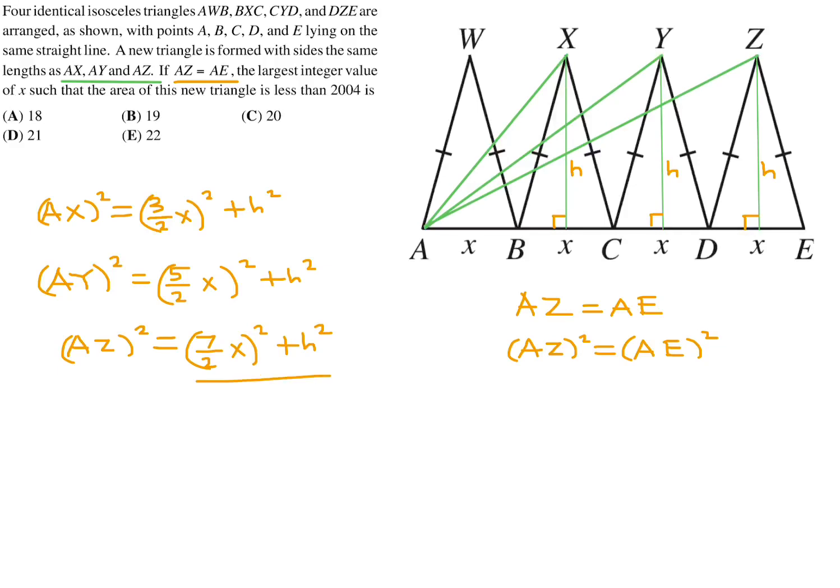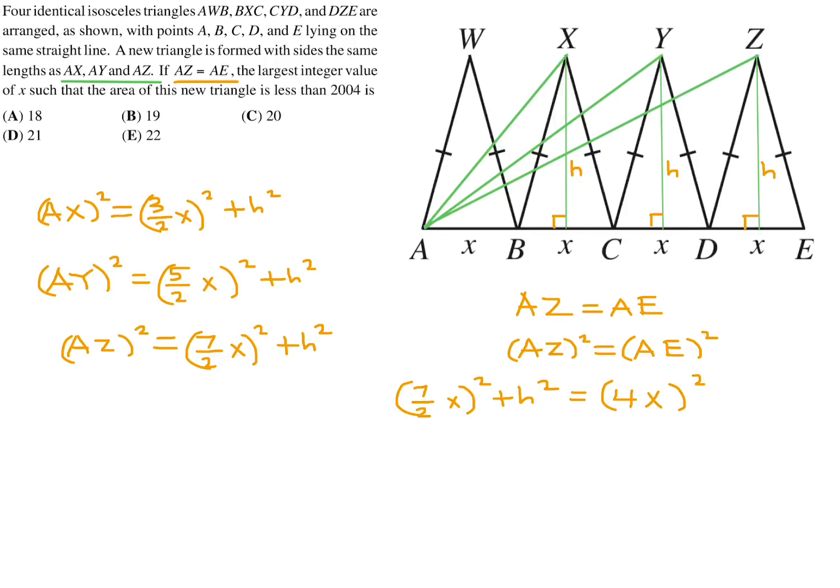Now AZ we have right there, so I'll put that in here. 7 over 2x squared plus h squared. AE, what is AE? Well, it's all the way from A till E, and we know that's 4x, right? 4 of these guys. So that's very, very nice that it works out like that. So AE is 4x, and don't forget to square this. I think the challenging part of this question, in my opinion, is these small algebraic errors that can be made.